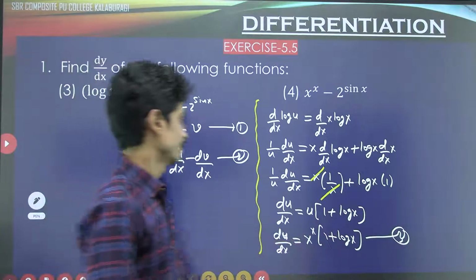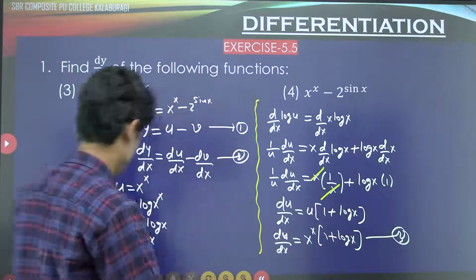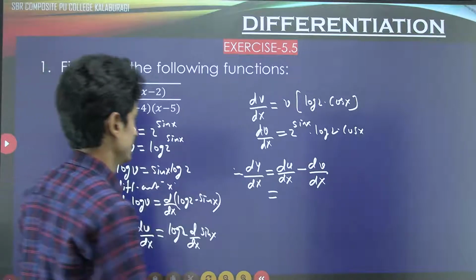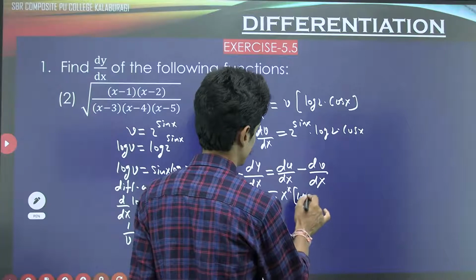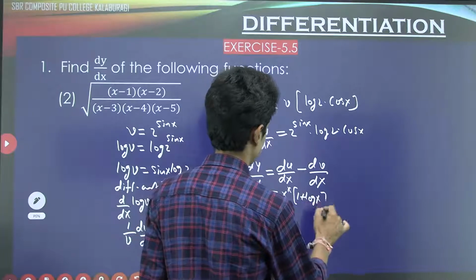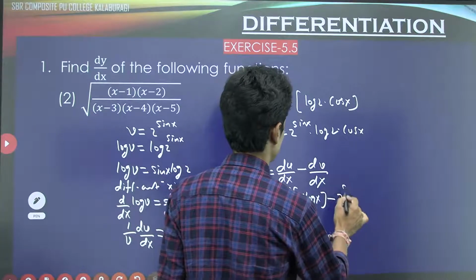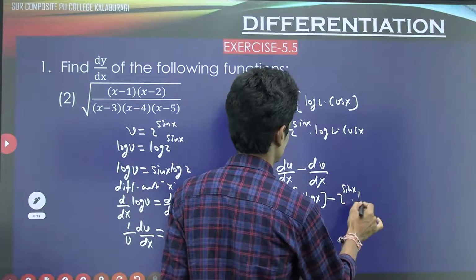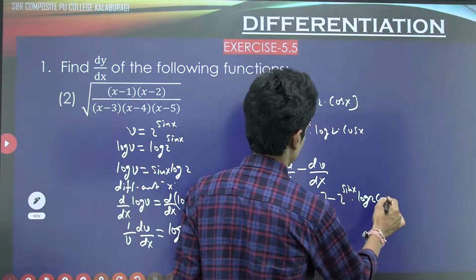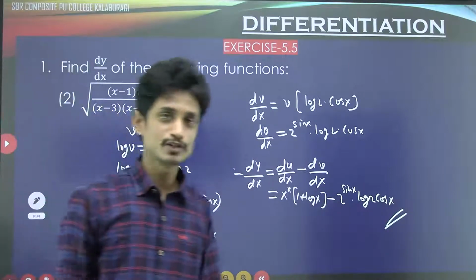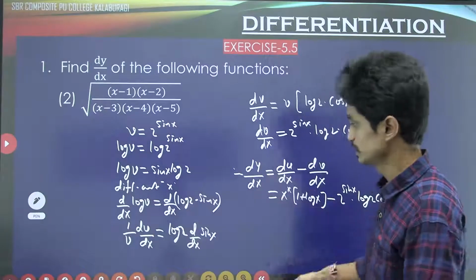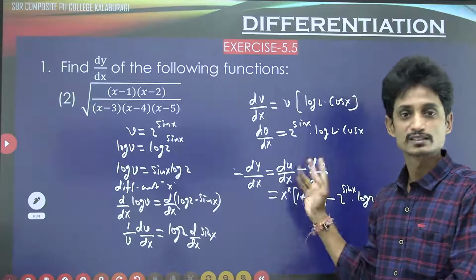Here we have x power x into 1 plus log x. So that result will be x power x inside the bracket 1 plus log x, minus 2 power sin x into log 2 into cos x. So this is our required result, and I hope you understood how lengthy this method is, why we should go by this way.